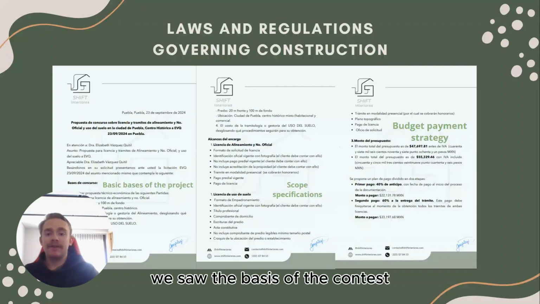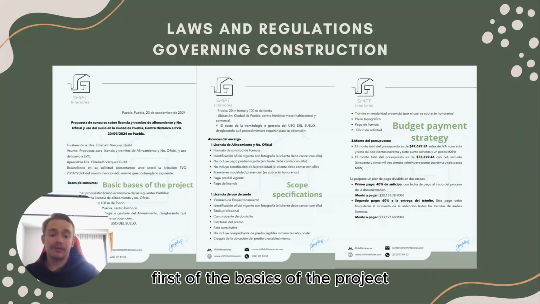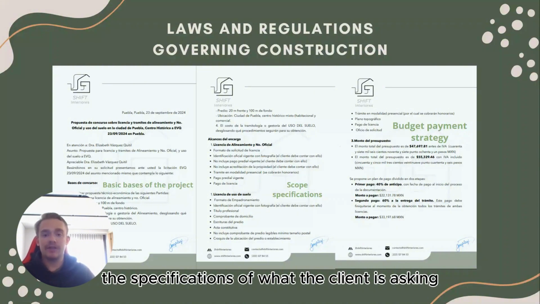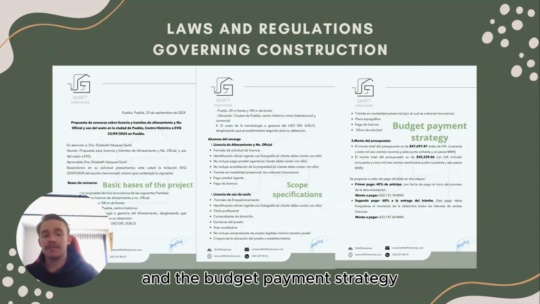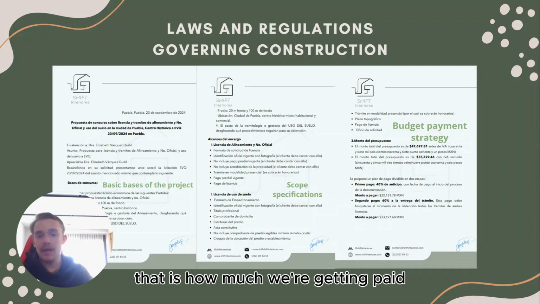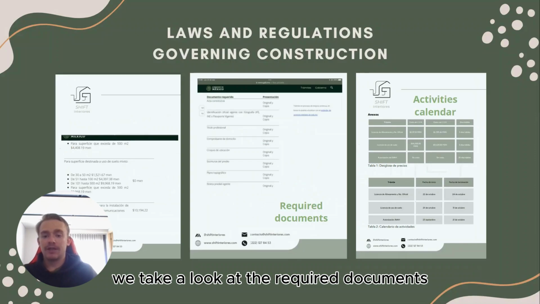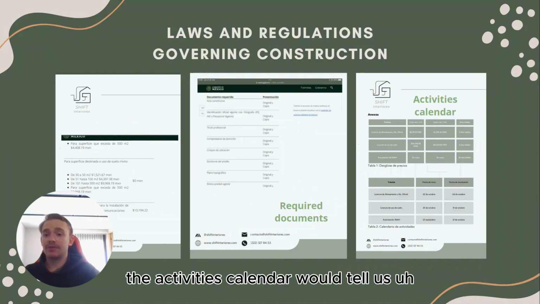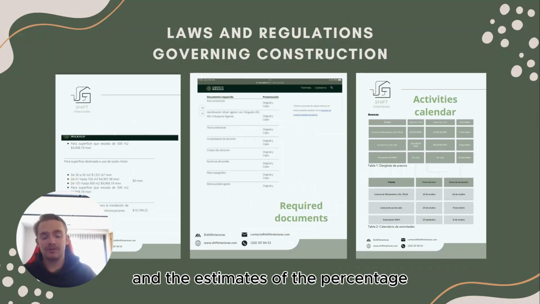We saw the basis of a contest and how everything that we've learned in Unit 2 applies. First off, the basics of the project. It tells us the specifications of what the client is asking and how we must mitigate everything. The scope specifications and the budget payment strategy, that is how much we're getting paid and how we're moving these payments. We take a look at the required documents, as we saw that everything is in line. The activities calendar will tell us when and where we need to be working, and the estimates of the percentage depending on the week.